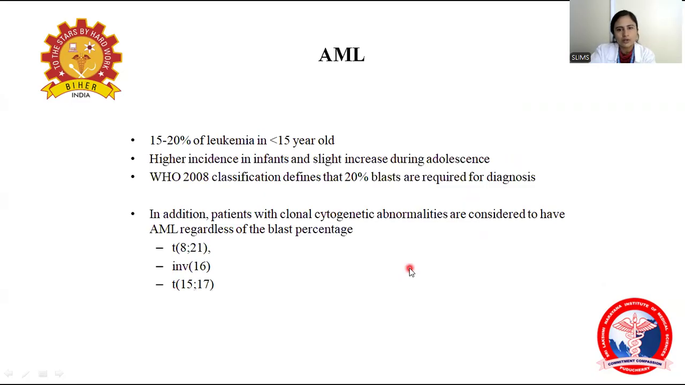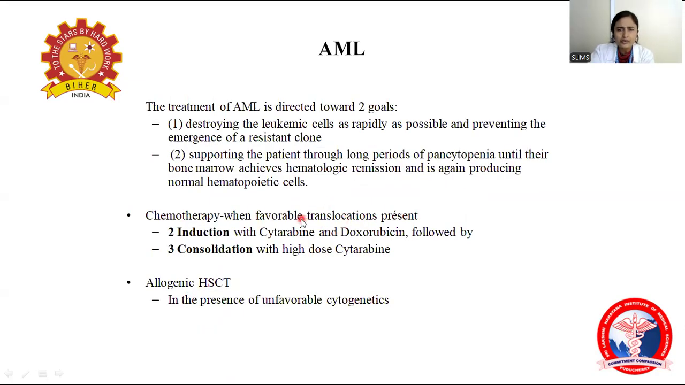So, a few short points about AML. AML is only 15 to 20% of leukemia in children less than 15 years old. Higher incidence is in infants and a slight increase during adolescence. The WHO classification defines 20% blasts as required for the diagnosis. If the patient has certain cytogenetic abnormalities, regardless of the blast percentage, we will label them as acute myeloid leukemia: translocation between 8 and 21, inversion of chromosome 16, and translocation between 15 and 17.